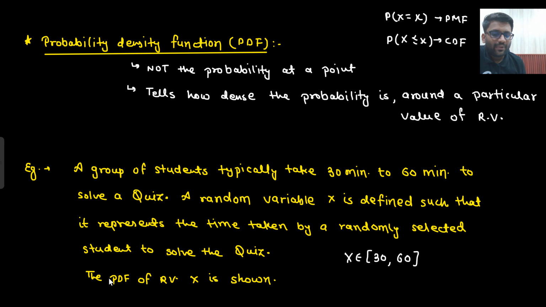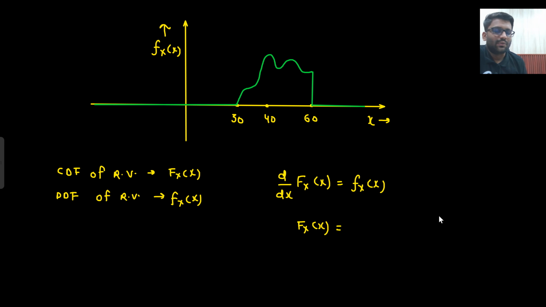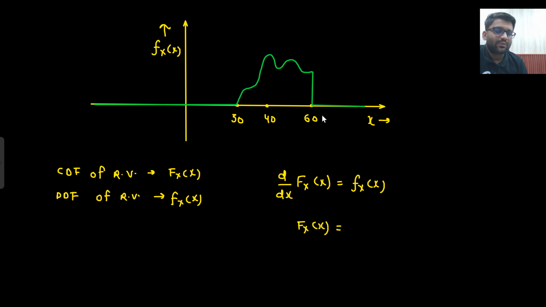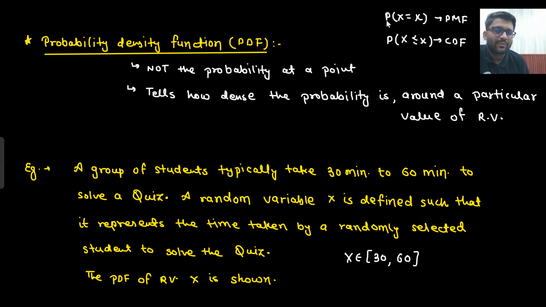The PDF of random variable x has been shown between 30 and 60. This PDF will tell you that around 40 minutes there is maximum amplitude. What I mean to say is that f_X(x) is how you represent the PDF. How did we used to represent the PMF? PMF was represented by small p_X(x), right?